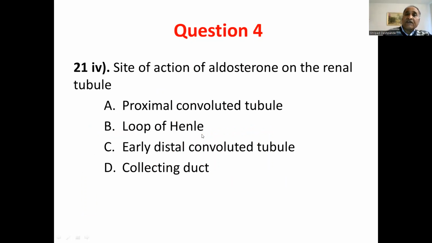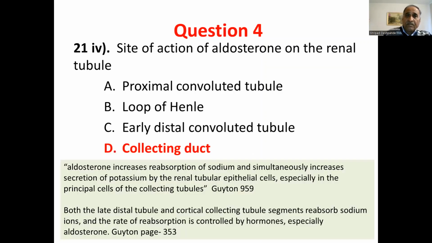Now, site of action of aldosterone on the renal tubule. A tricky question. A, proximal convoluted tubule, B, loop of Henle, C, early distal convoluted tubule, D, collecting duct. Site of action of aldosterone on the renal tubule. The proximal convoluted tubule is mainly involved in the transport of sodium, potassium, glucose, amino acids, etc.